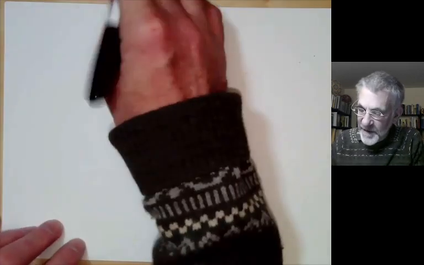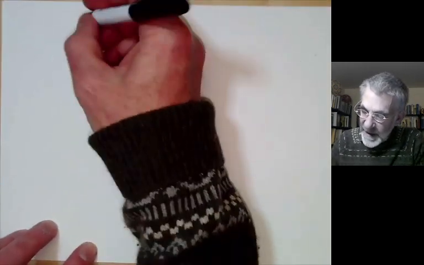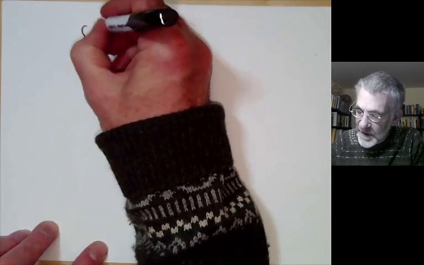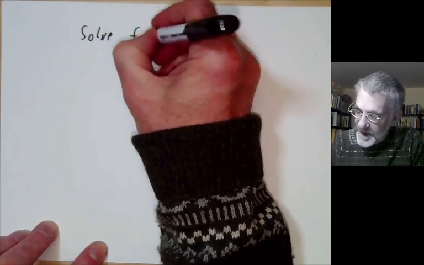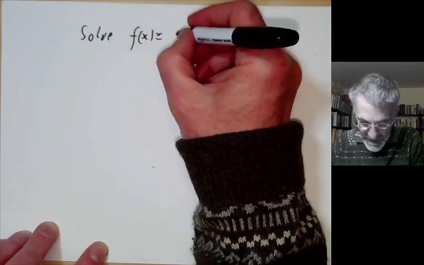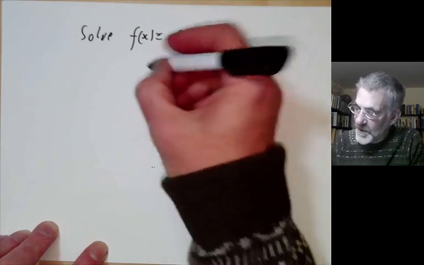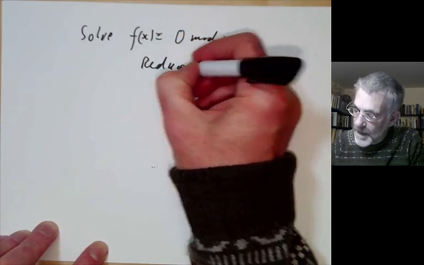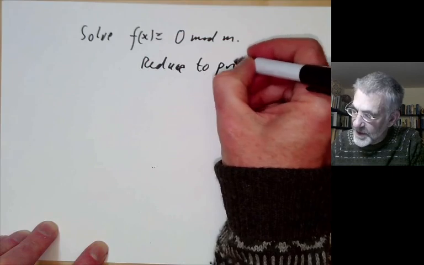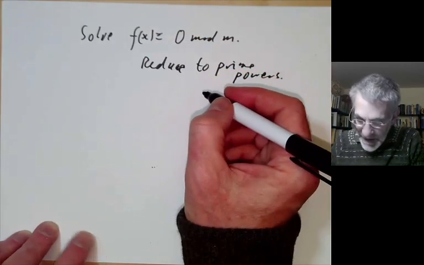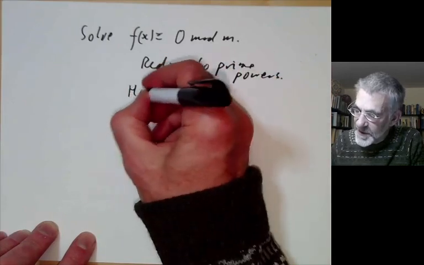Let's just finish off by asking how many solutions there are modulo m. So we want to solve f of x congruent to 0 modulo m for some polynomial. And we've seen we can reduce to prime powers using the Chinese remainder theorem. And now we want to know how many solutions there are.